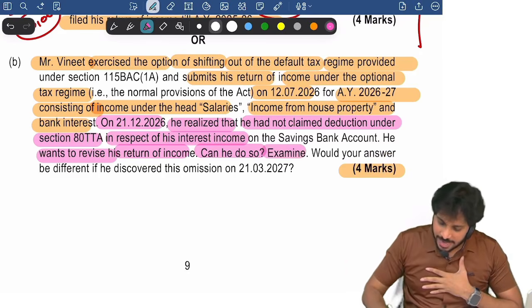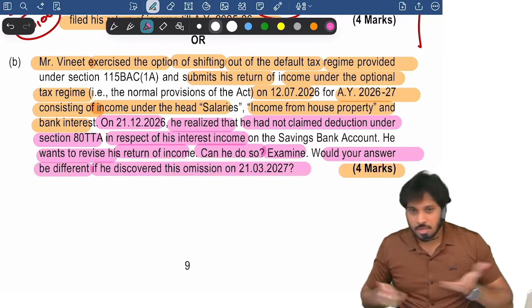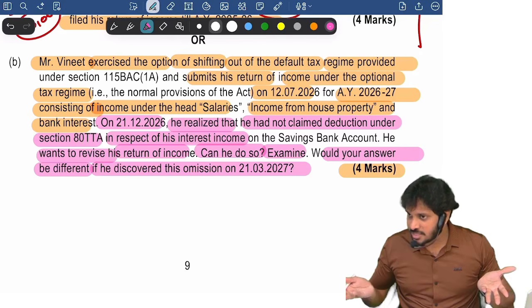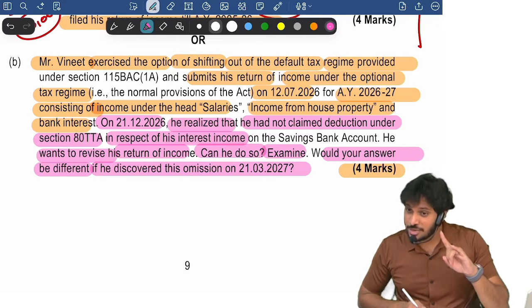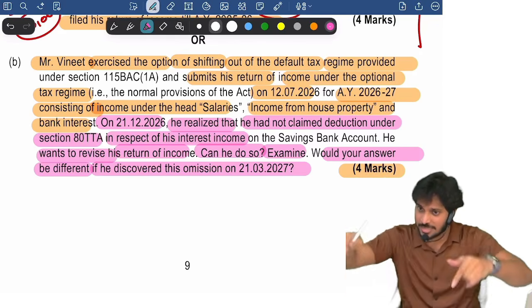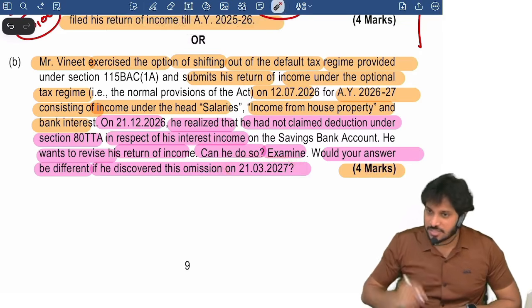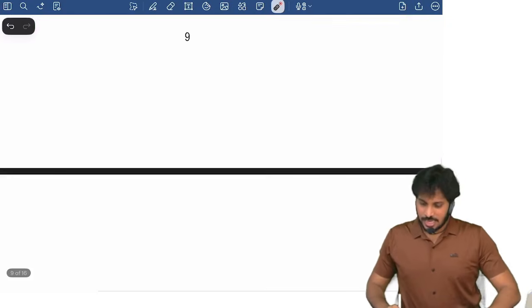Second question. Examine. Would your answer be different if he discovered this omission on 21st March? The time limit is over for a revised return, therefore he cannot revise it, but he can file an updated return. But an updated return you can file only when there is an increase in tax or increase in income. You can't file an updated return for a decrease. So if the date is 21st March, you can't file a revised return. That's it. Answer over. Easy or not?